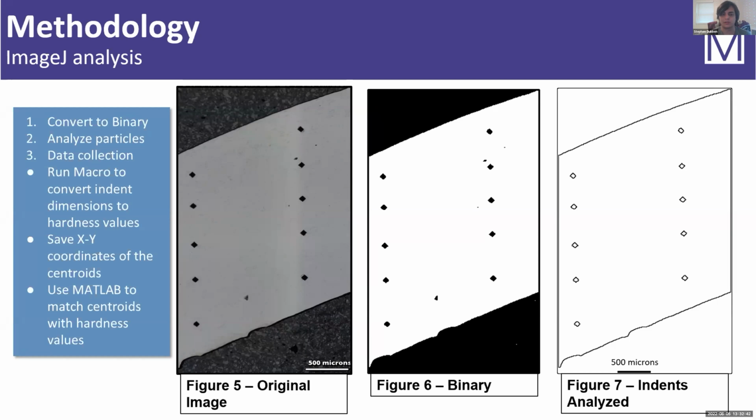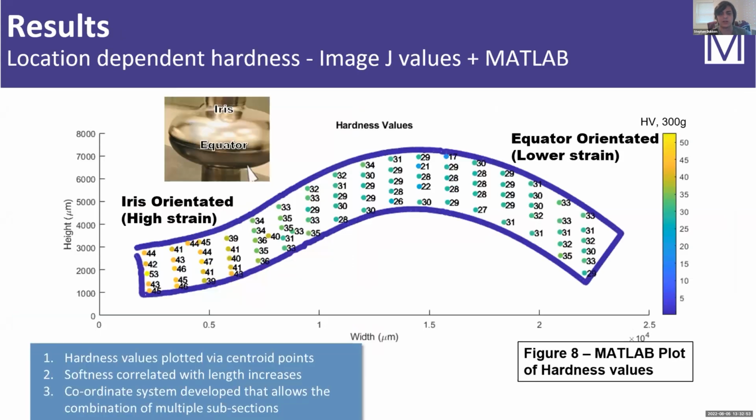And then I also collect the centroid coordinates of the hardness tests. And then I wrote a MATLAB script to combine the centroid values with the hardness values. And so we have on our x-axis the width and y-axis the height of our piece of metal. We also have our hardness values with a scale. And on the left side, the iris-oriented side of the niobium has a higher strain. And on the right side, the equator-oriented has a lower strain.